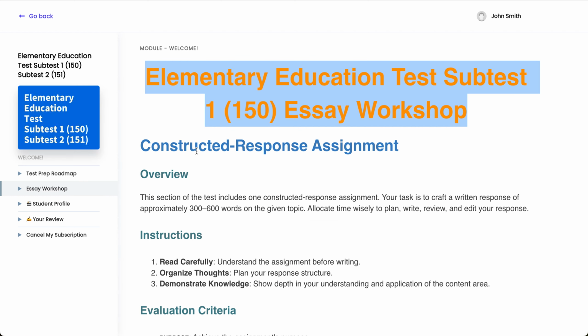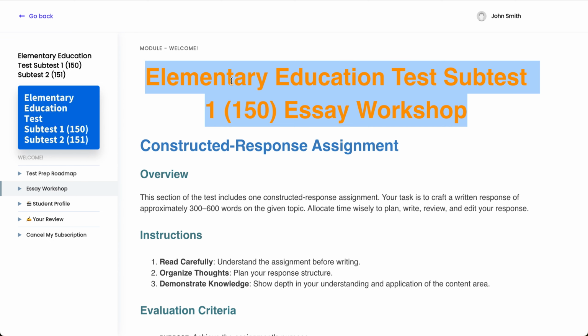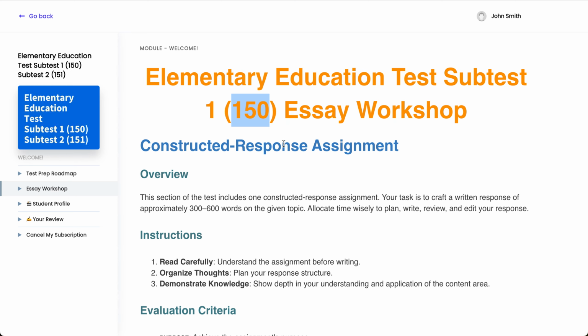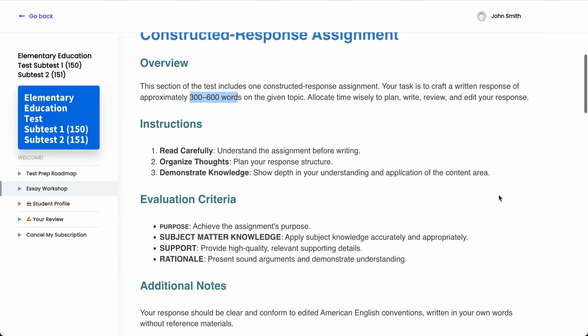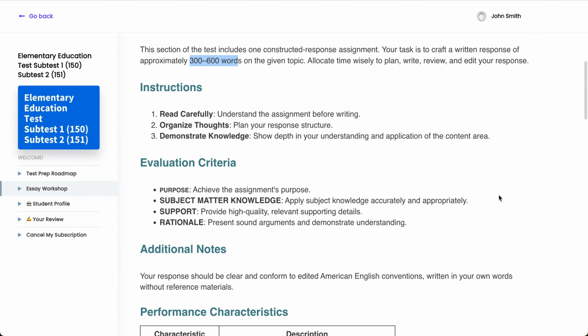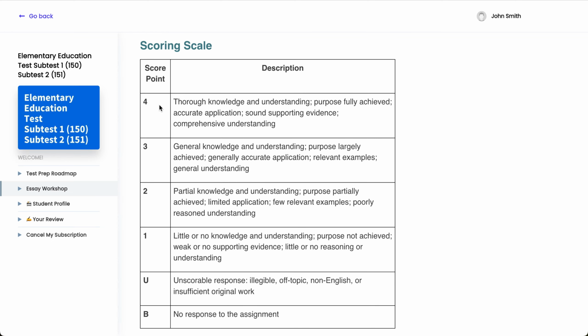In this lesson, we're going to be talking all about writing your constructed response assignment. As you probably are aware, when taking your elementary education test to pass your teacher certification exam, exam number 150, you are given a constructed response assignment, which means you need to write an essay that is approximately 300 to 600 words in length. Now, what if I told you there was a way to make sure that you are writing at the skill level that will get you a top scoring grade, which would be a 4? That would be pretty cool, right?